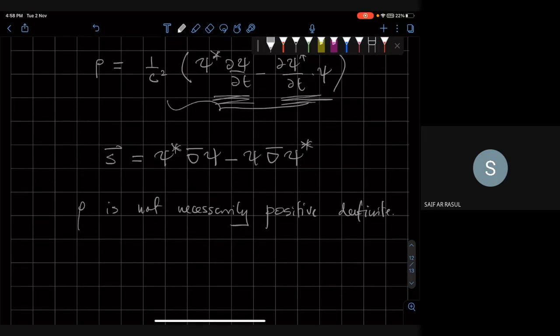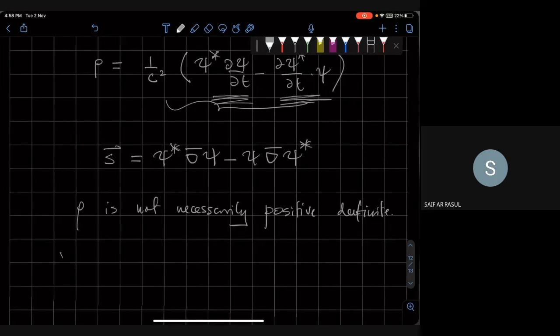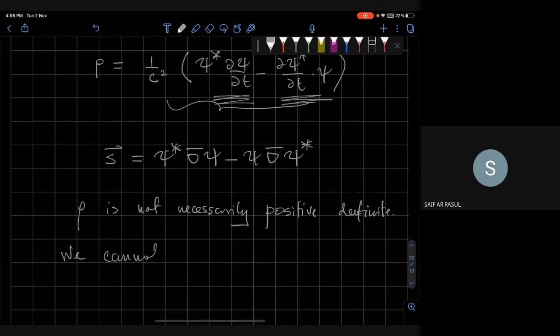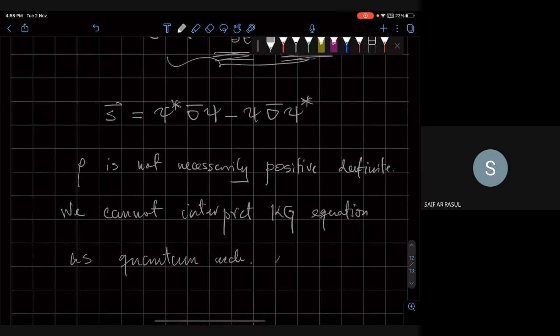And because of that, we cannot interpret the Klein-Gordon equation as a quantum mechanical equation, because we don't have the Born interpretation anymore. It does have an interpretation as a quantum field theory equation, but that's another story.